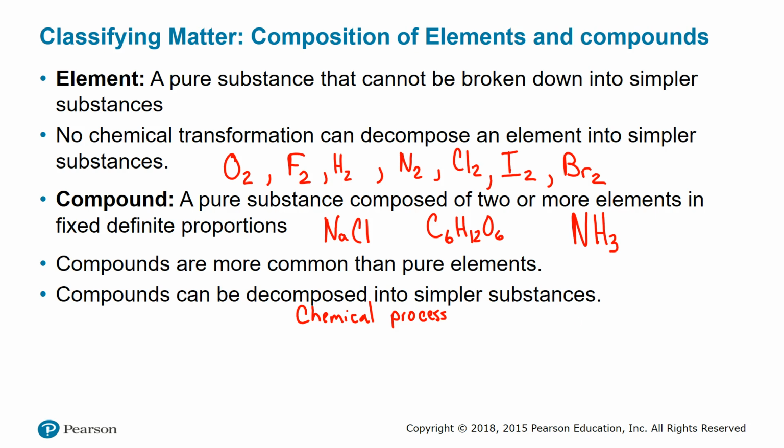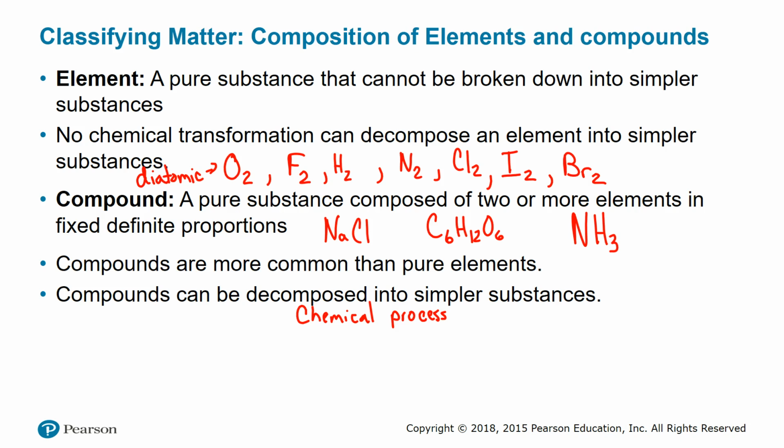All right. So there are 7 elements off the periodic table: oxygen, fluorine, hydrogen, nitrogen, chlorine, iodine, and bromine. They are what's called diatomic elements. So these 7 are considered to be diatomic.